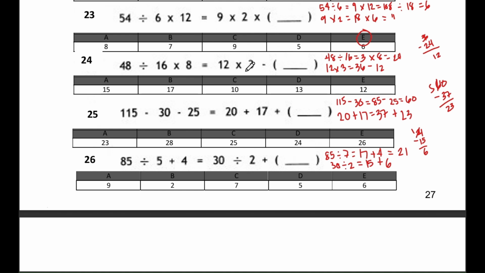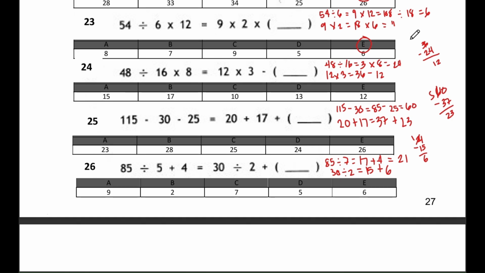First, we divide 54 by 6, which equals 9. Then, we multiply 9 by 12, which equals 108. On the other side of the equal sign, we have 9 times 2, which equals 18. Now, to find the missing number, we need to figure out what number we need to multiply by 18 to get 108, which is 6. So the missing number is 6.